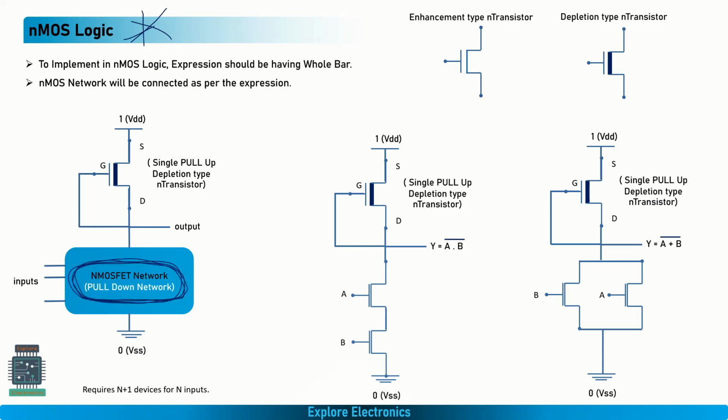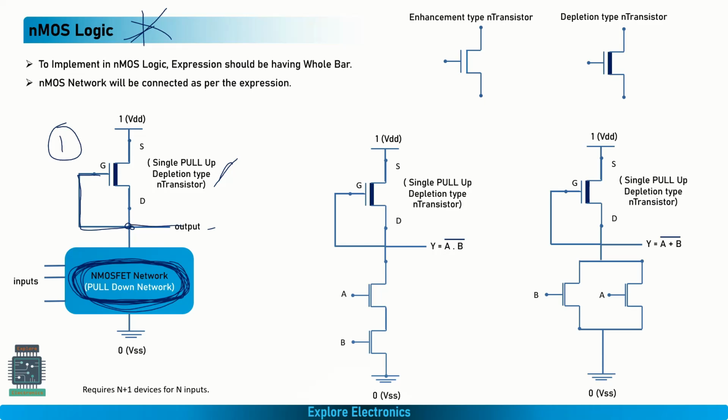The same nMOS network will act as a pull down network. This is responsible for bringing the output to 0. But what will bring the output to 1? That is the pull up network, and it will be a single depletion type N transistor as the pull up network. And the arrangement is that the gate will always be connected to the drain and it is connected to the output.